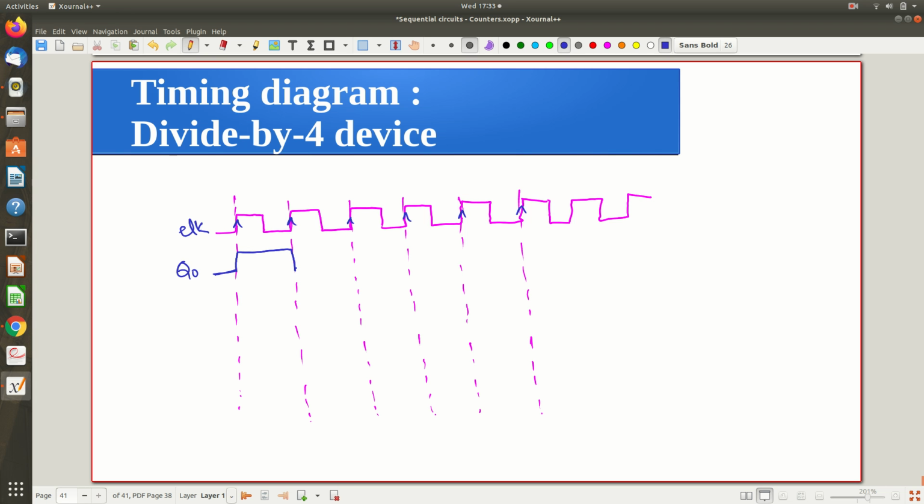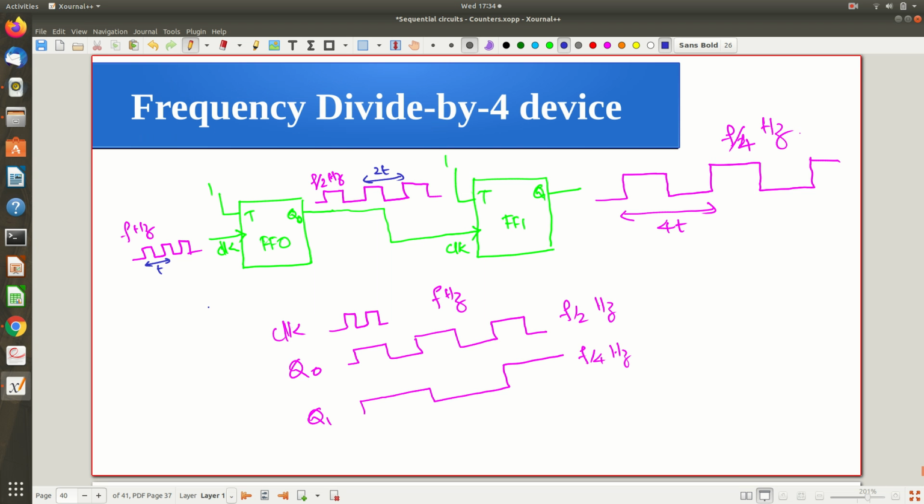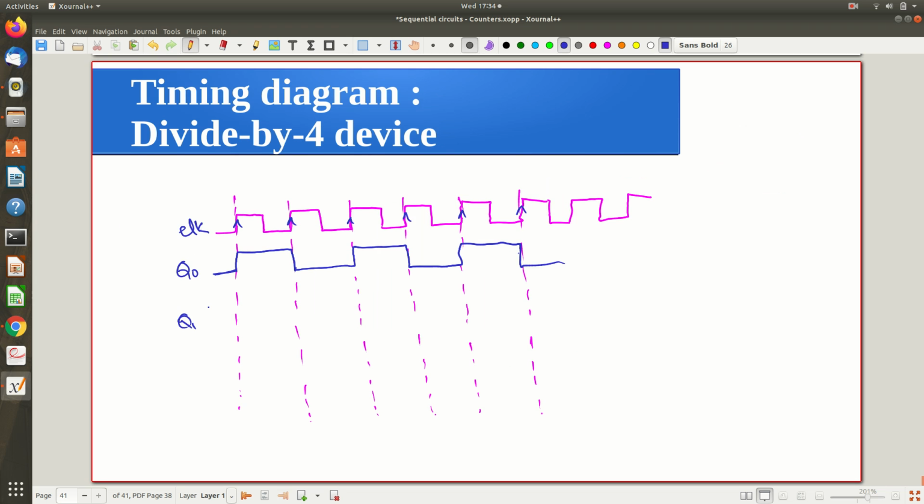Now again on the rising edge it will toggle, it will continue, again here it will toggle, it will continue, here it will toggle, here also it will toggle, like that. Now this waveform is what I am applying as the input to the second T flip-flop. So Q0 is coming as a clock pulse for the second one, so that the second one will be triggered during the positive transition of this particular clock, because both are positive edge triggered.